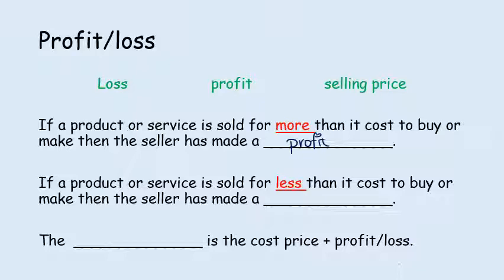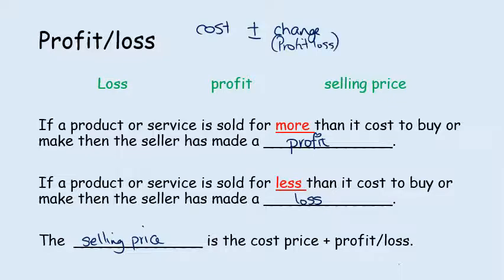Sometimes you'll have to make a loss. You've all been to sales, where the shop has bought in something, they can't sell it, and they're going to sell it for less. They're not going to make any money on it, but it's better than having it sitting there in the shop. So that is called a loss, where you make less money. And then the selling price is the cost price plus or minus the profit or loss. Okay, so you have cost plus or minus the change, the profit or loss.